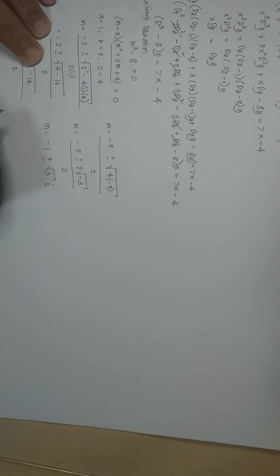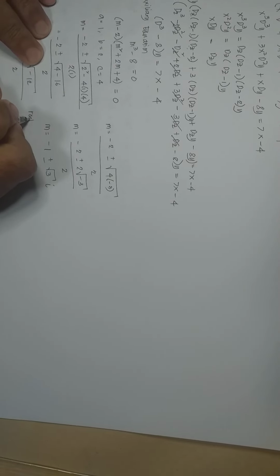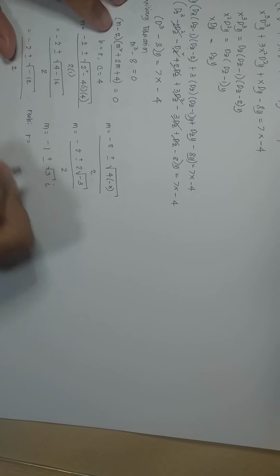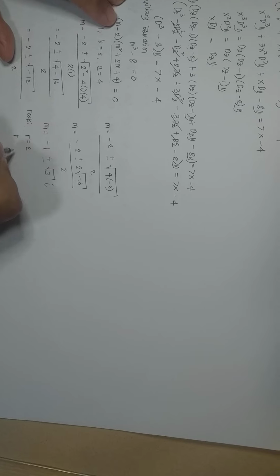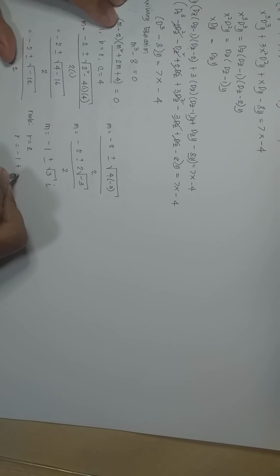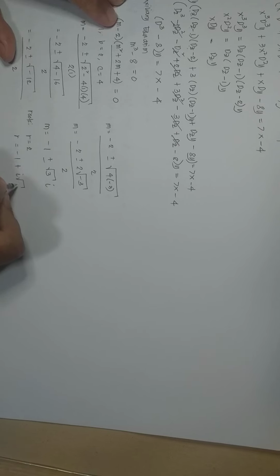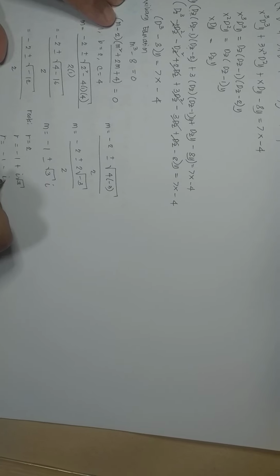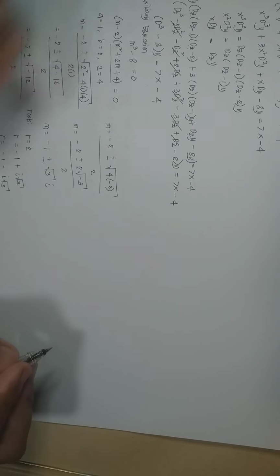So the roots, therefore, r is equal to 2, r is equal to negative 1 plus i square root of 3, para hindi tayo malito, and another one is negative 1 minus i square root of 3. Okay?